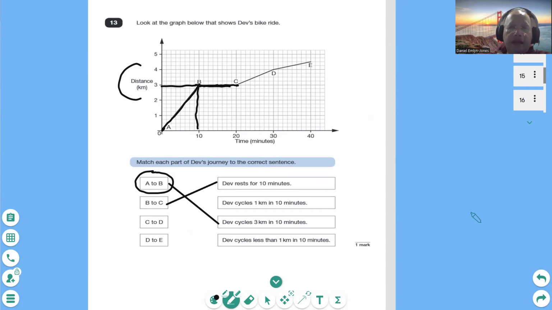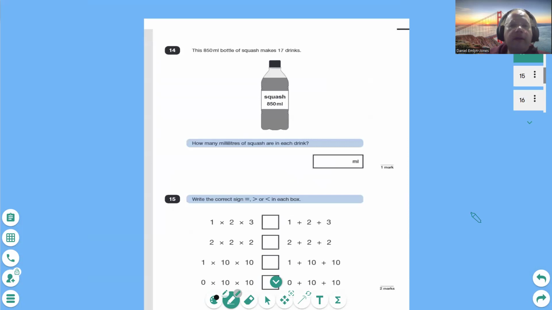Then C to D. What's she doing C to D? Well, she's moving again, isn't she? And she's gone 1 kilometer, isn't it? 3 to 4. So she's gone 1 kilometer in 10 minutes. Ooh, that one, isn't it? So the last one, we don't even have to look at it. It must be that one. You can check if you want. D to E. Dev cycles less than 1 kilometer in 10 minutes. Fine. Good. Great. Well done.